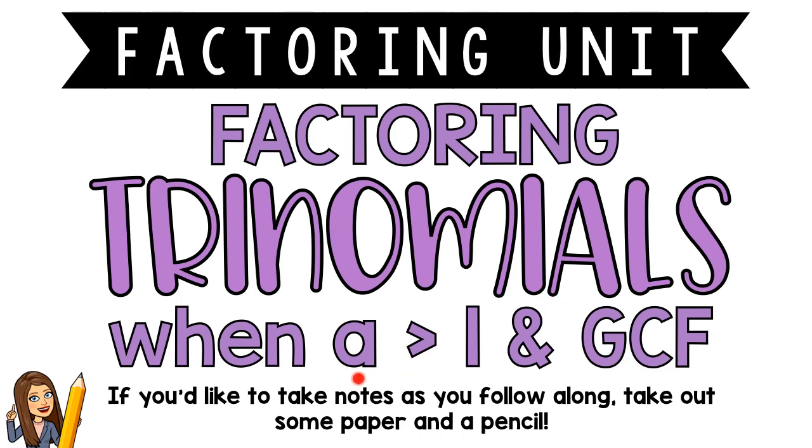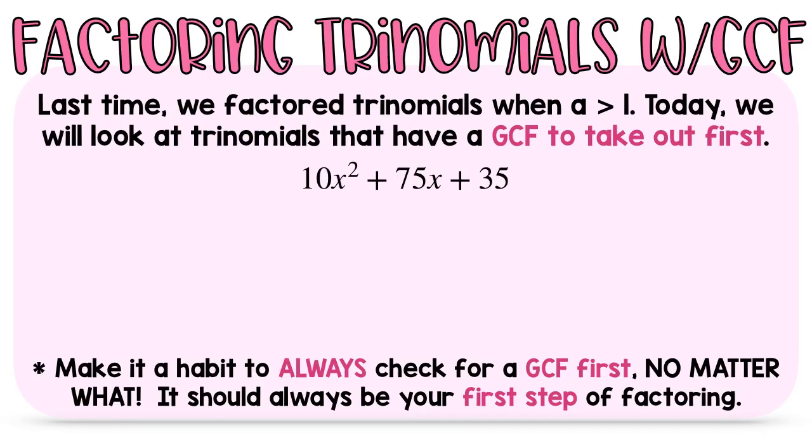And then we still have an a greater than 1 situation. So this is kind of what we learned in the last video. So again, last time we factored trinomials where a was greater than 1. And all that means is this a is this first coefficient right here, so the number in front of the x squared term. If that number is anything bigger, anything except for 1, then we have to factor them a little bit differently. So we learned how to do that last time. Now today we're going to look at trinomials that have a greatest common factor to take out first.